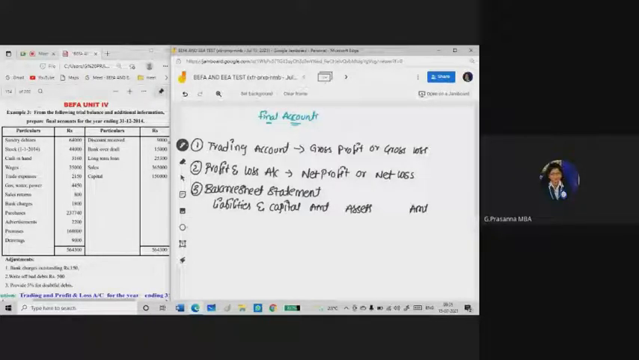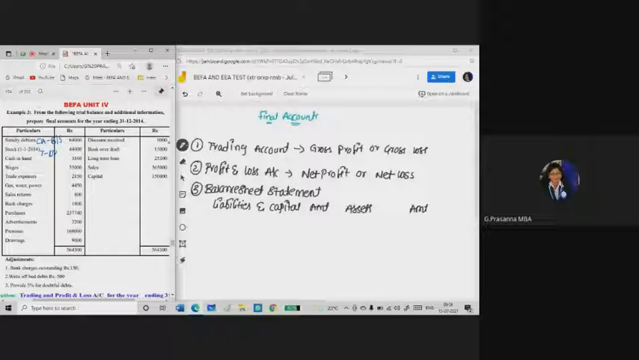So first he has given sundry debtors. What are sundry debtors? Sundry debtors are a current asset, which you need to show in the balance sheet. Stock: he has given stock on 1st Jan 2014, so it is an opening stock. Opening stock you need to show in the trading account debit side. The trading account will start with the opening stock and it will be closed by the closing stock.